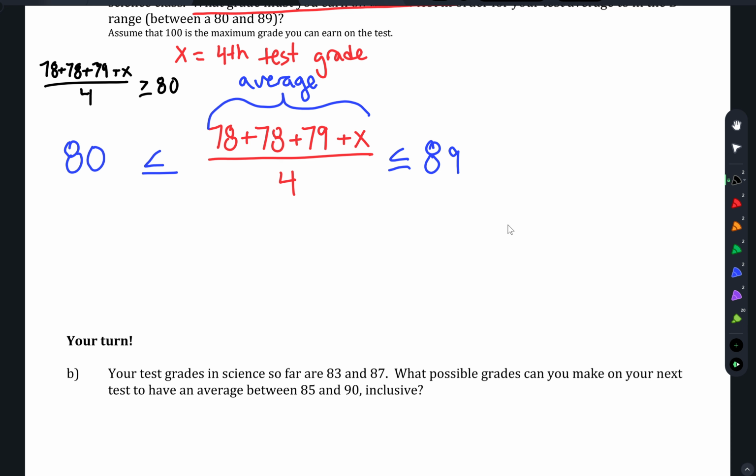What can I do first? Before I start solving anything, can I do something first, Adriana? Well, that's going to be my first step. Can I make it simpler for myself? Can I combine some stuff first? What can I combine? Yeah, I can combine my like terms. Let's combine these 3 things right here. So I have 80 is less than or equal to, I don't even know what that is, 2 something? 235.